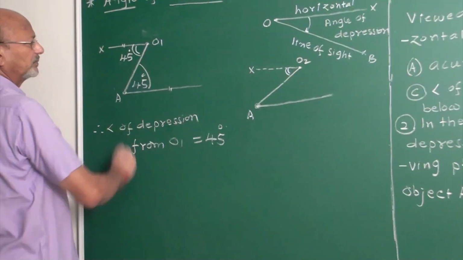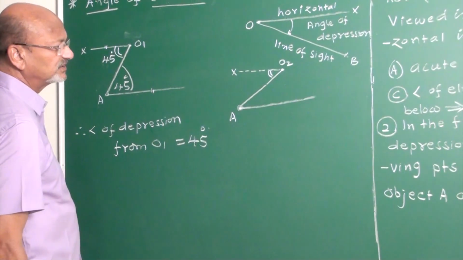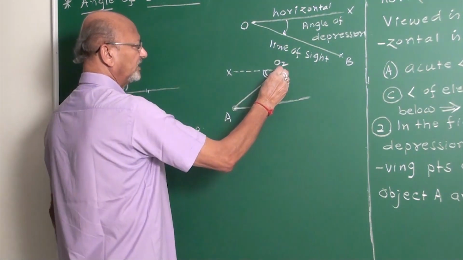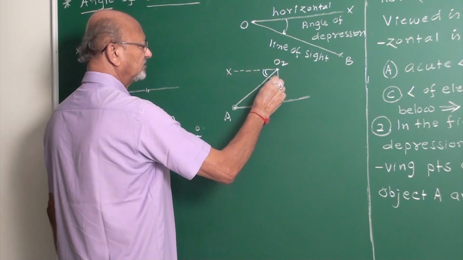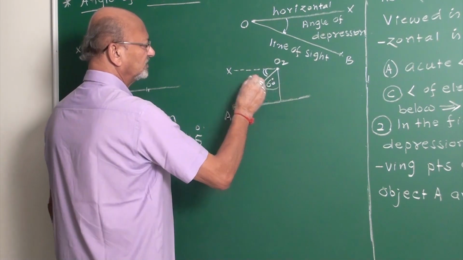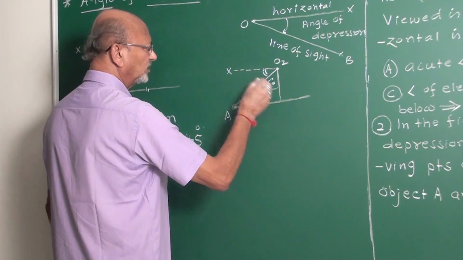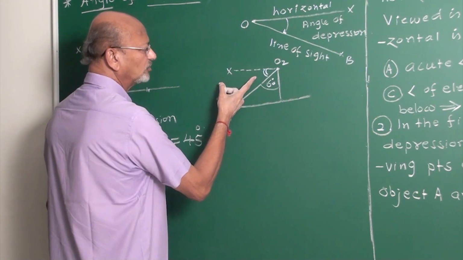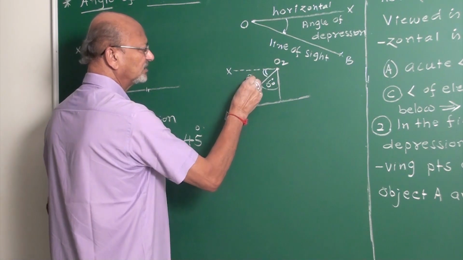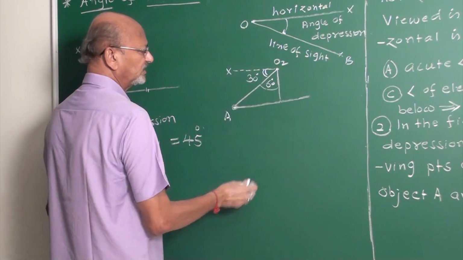Then what is the support given? The friend is drawn here perpendicular, and this angle is given as 60 degrees. Perpendicular means what, my friend? This angle is 90 degrees. Then what about this? 90 minus 60. 90 minus 60 means 30.